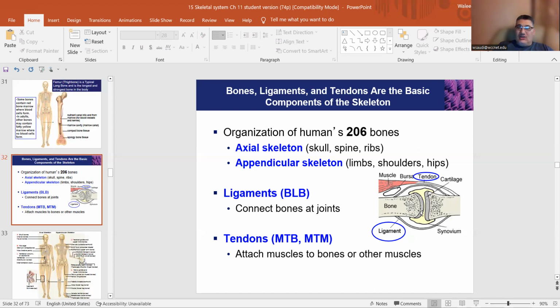Ligament. Tendon, on the other hand, look at this muscle. The tendon attaches muscle to bone. You do need to know this. Ligament, bone to bone. Tendon, muscle to bone.